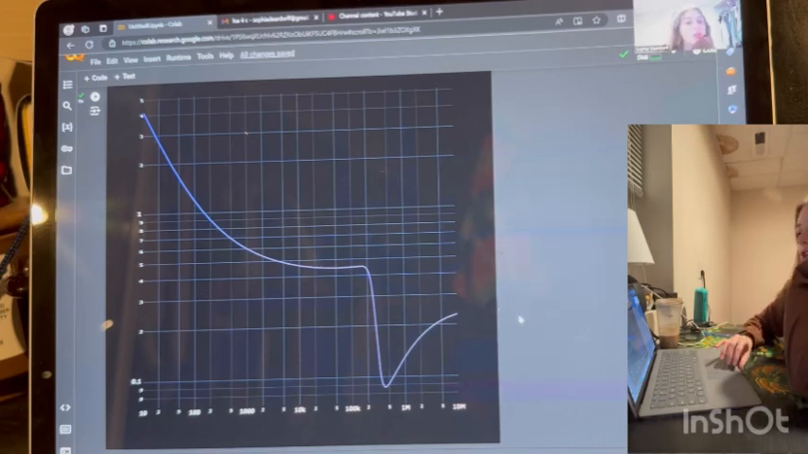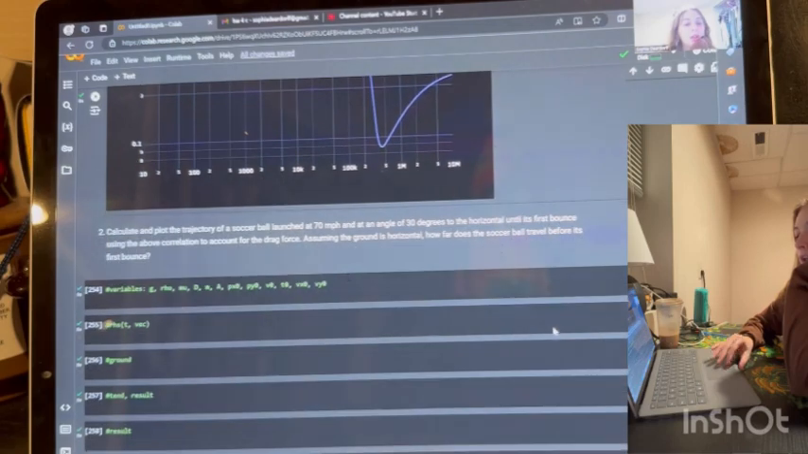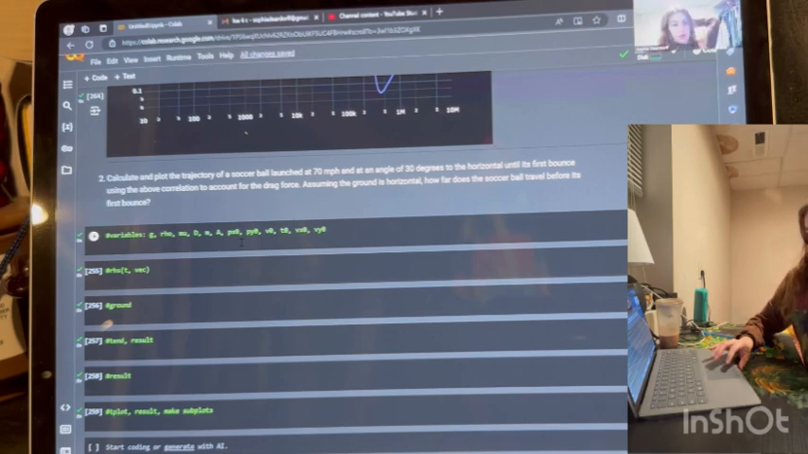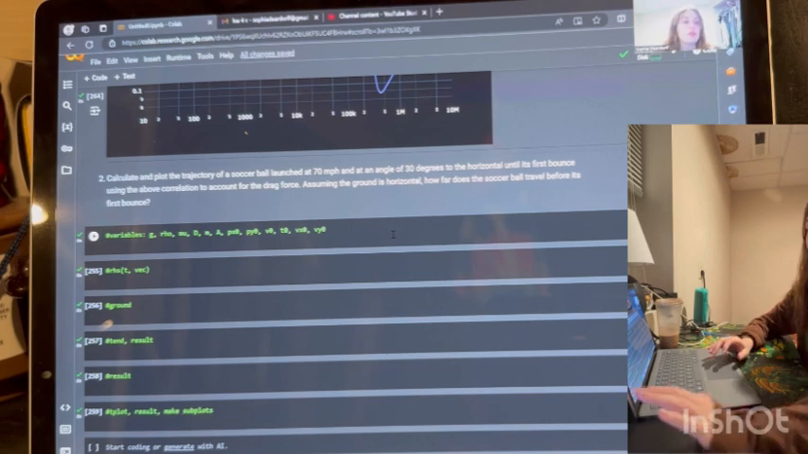It essentially just helps decrease the drag coefficient. And then moving on to part 2: calculate and plot the trajectory of a ball launched at 70 miles an hour and at an angle of 30 degrees to the horizontal until its first bounce, using the above correlation to account for the drag force. Assuming ground is horizontal, how far does the soccer ball travel before its first bounce?